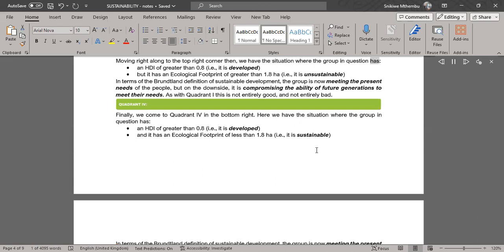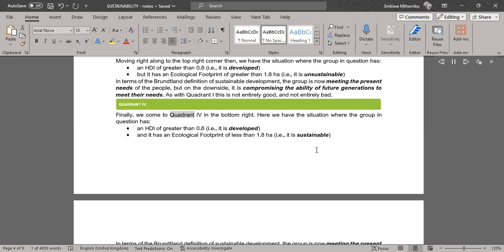Moving right along to the top right corner then, we have the situation where the group in question has an HDI of greater than 0.8, i.e., it is developed, but it has an ecological footprint of greater than 1.8 ha, i.e., it is unsustainable. In terms of the Brundtland definition of sustainable development, the group is now meeting the present needs of the people, but on the downside, it is compromising the ability of future generations to meet their needs. As with quadrant 1, this is not entirely good, and not entirely bad.